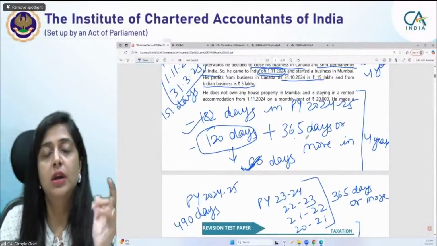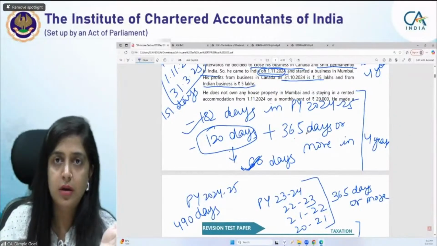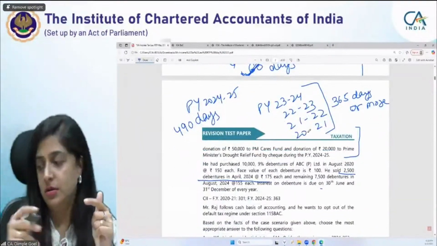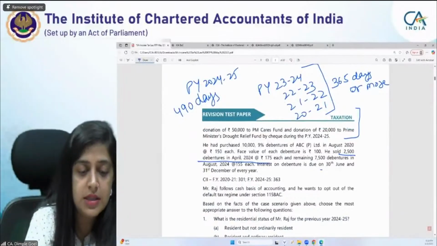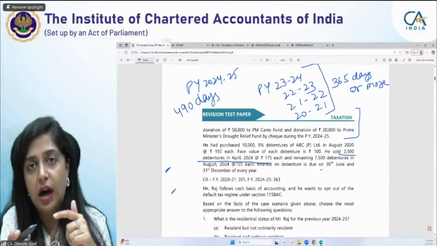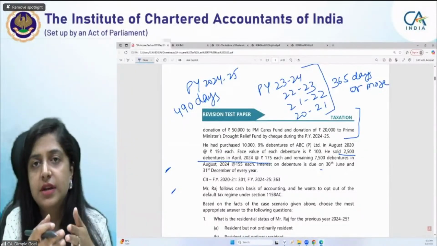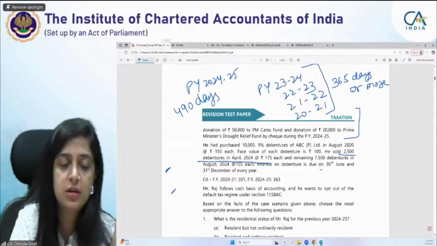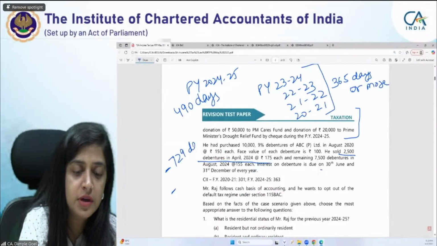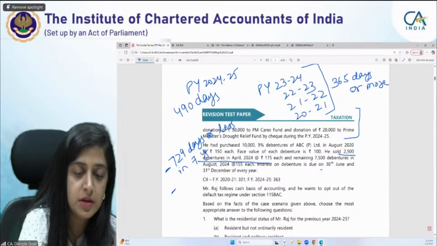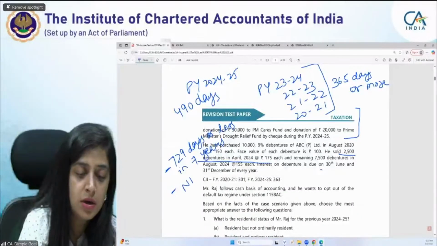Then we have to see whether he is a RNOR or ROR. For being an ROR, both the conditions should be satisfied, but for being a RNOR, if any one of the conditions is satisfied, he will become a RNOR. What are the two conditions? If he stayed in India for 729 days or less in the immediately preceding 7 years, or he is a non-resident in 9 out of 10 years.